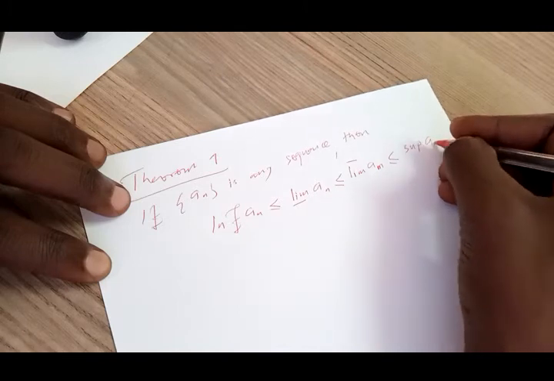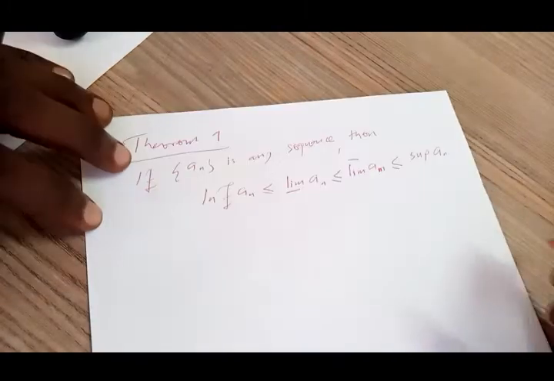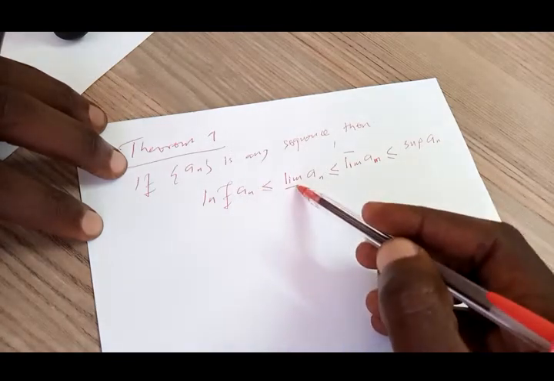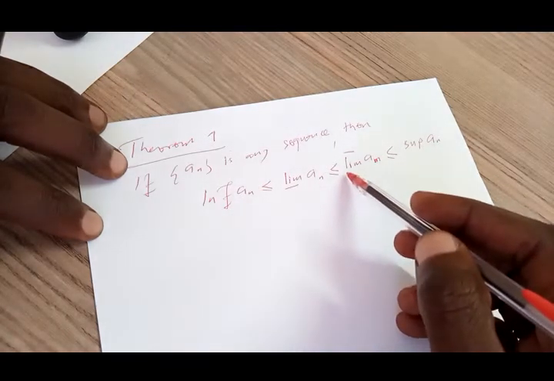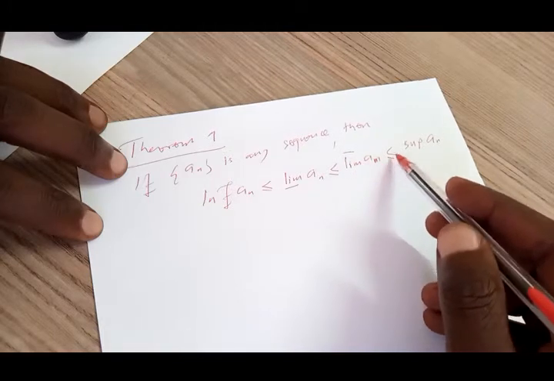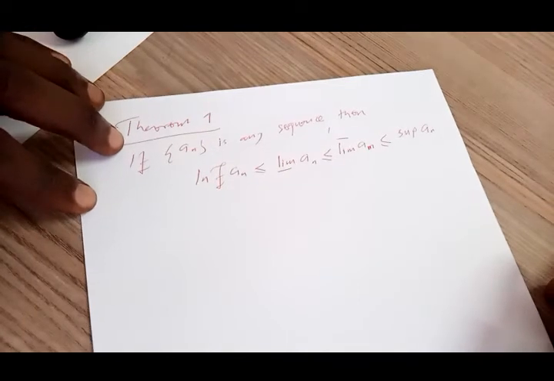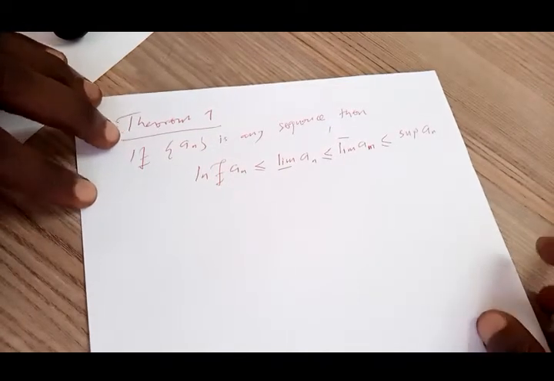So sup of a_n. So take note, the inf of a_n is less than the lower limit of a_n, which is less than the upper limit of a_n, which is less than or equal to the sup of a_n. So this result is true and it should be taken as such.